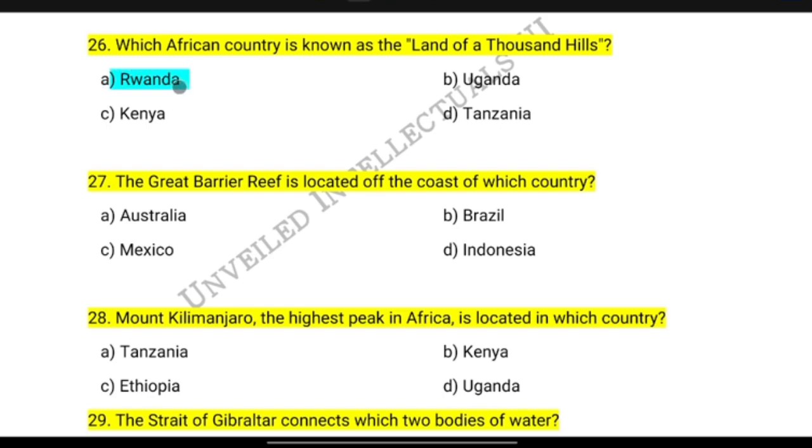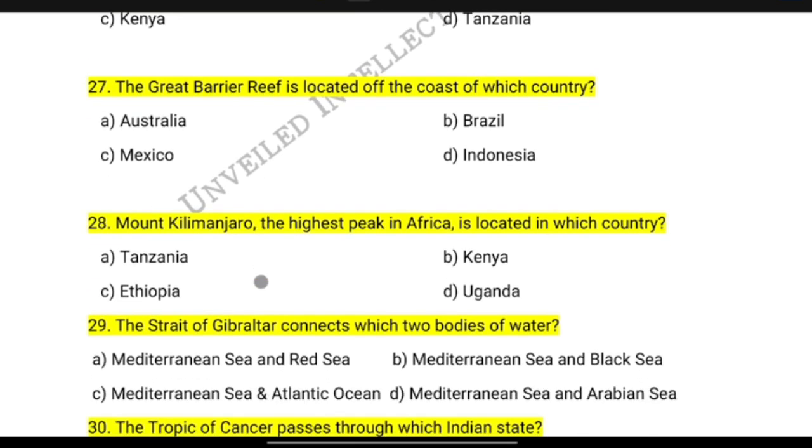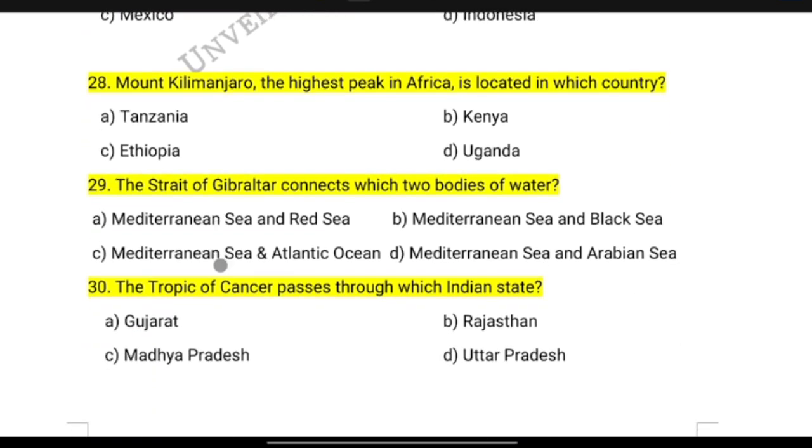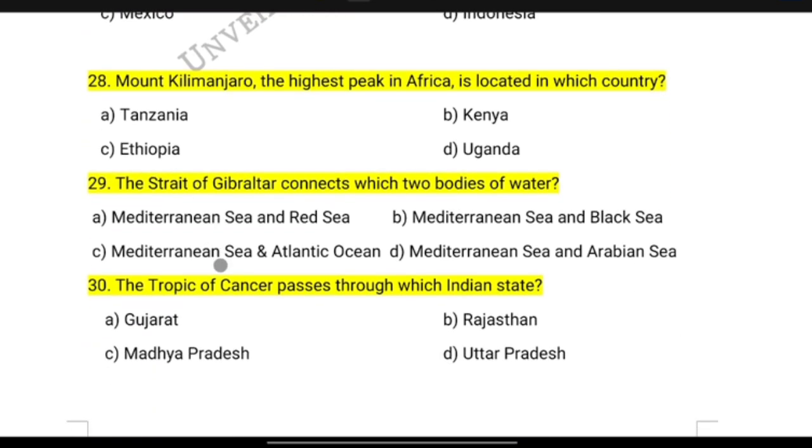Answer. A. Rwanda. Explanation. Rwanda, located in East Africa, is often referred to as the Land of a Thousand Hills due to its hilly terrain. 27. The Great Barrier Reef is located off the coast of which country? Answer. A. Australia. Explanation. The Great Barrier Reef is the world's largest coral reef system and is located off the coast of Australia. 28. Mount Kilimanjaro, the highest peak in Africa, is located in which country?